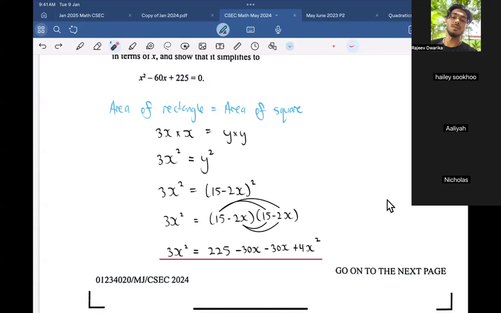Could do it. Yeah, it's a very good stage. You just have to do one more thing and you get the answer. What could you do to end up with x squared? What x squared terms do you have?